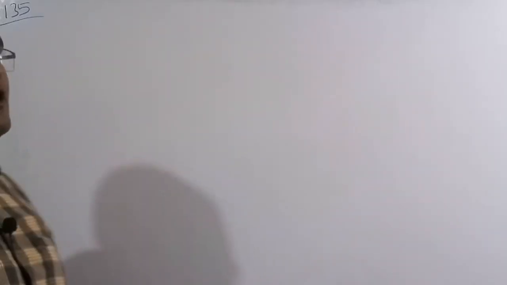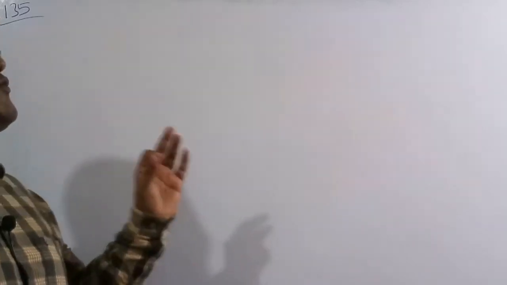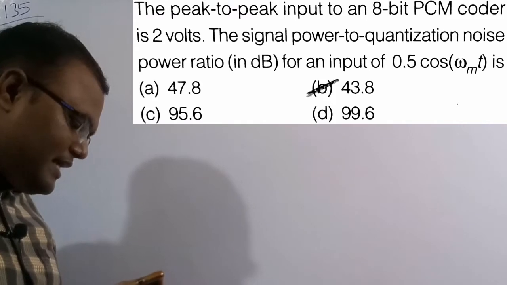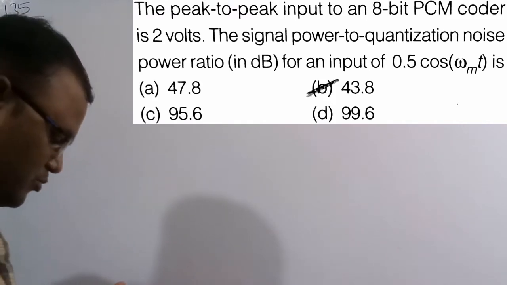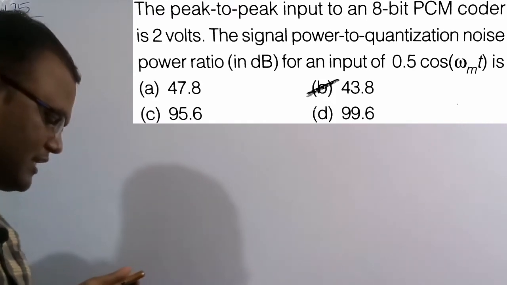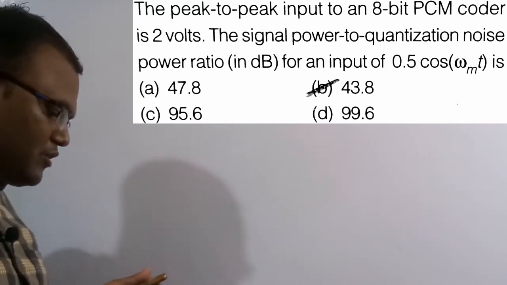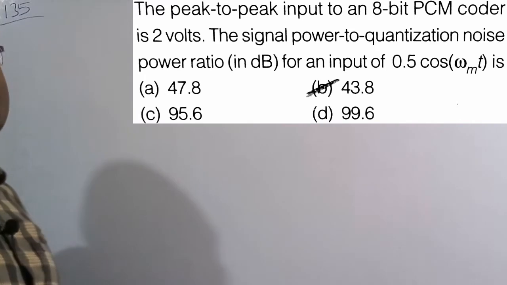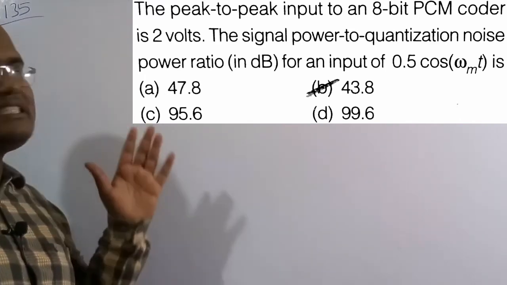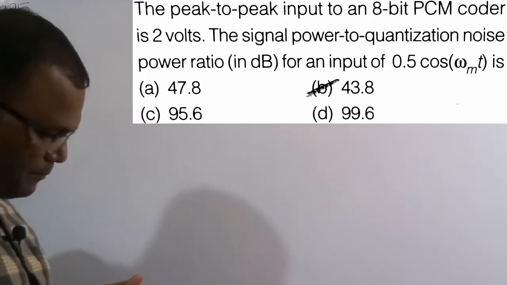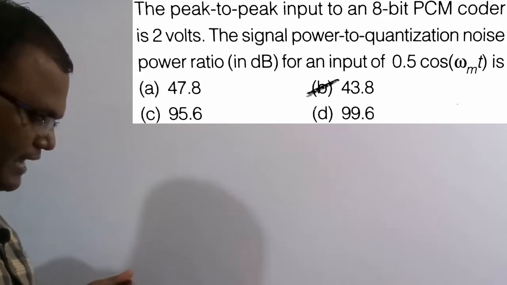So now we are going to solve the 135 question. This is the most fascinating question. See the question here. The peak to peak input to an 8-bit PCM coder is 2 volt. The signal power to quantization noise power ratio in dB for an input of 0.5 cos omega mt is. So in this question, they have given the first signal, which is going to have a peak to peak voltage of 2 volts for 8-bit PCM.